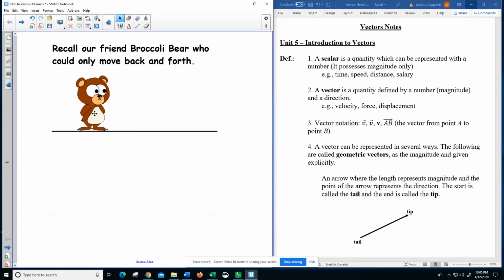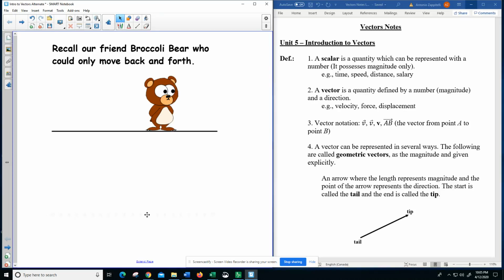All right, so if we were just interested in something like speed, like how fast Broccoli Bear was going, say 2 meters per second, something like that does not need direction. It's just telling me how fast he's moving. But if we were interested in not just speed, but what we call velocity, in other words, where direction is specified, we needed to come up with a way of designating that.